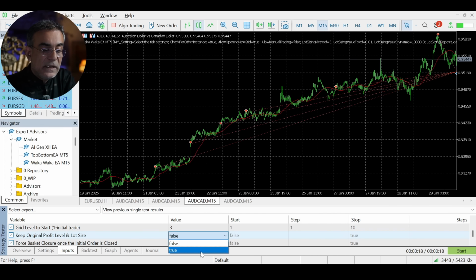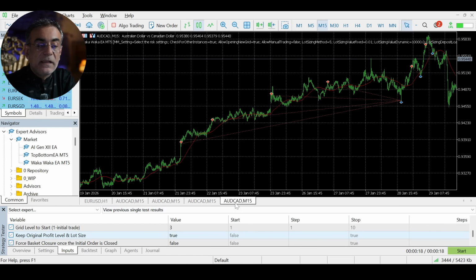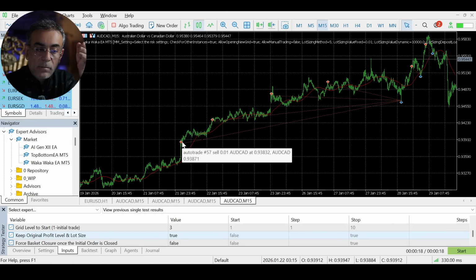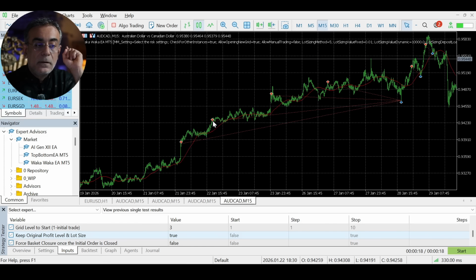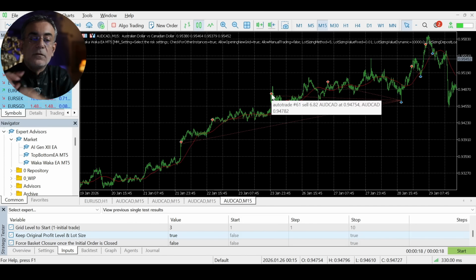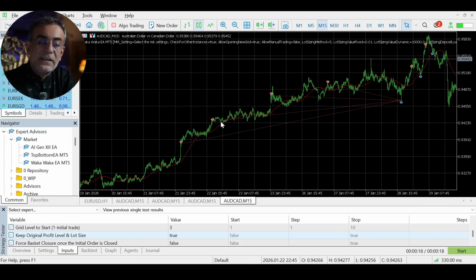But then if you had selected it to be true, which is the backtest here, then in that case, even though we are placing bookmarks on trade 1, bookmark on level 2, we are still considering these to be actual trades. So from level 3, we calculate the lot size as if these were full lot sizing according to the method that we have selected.